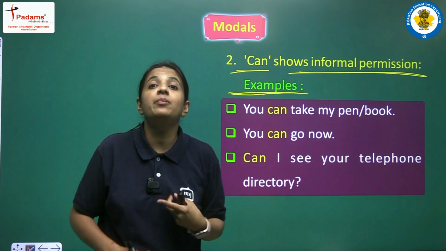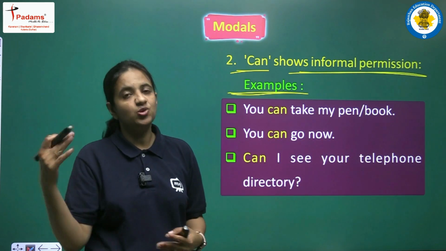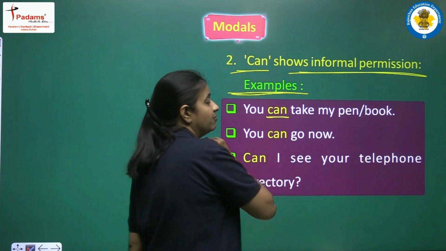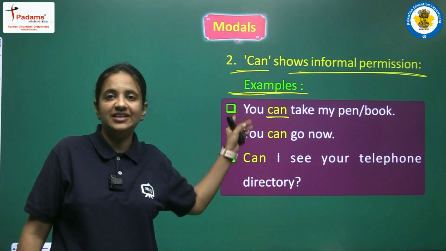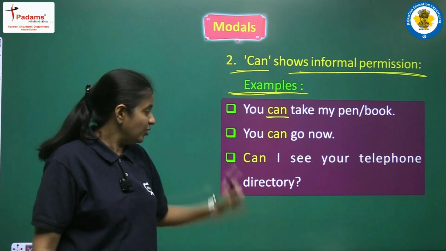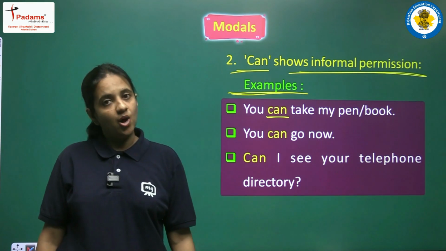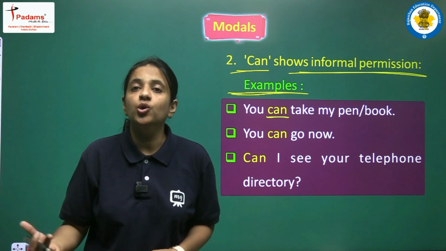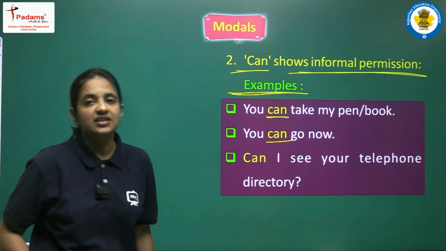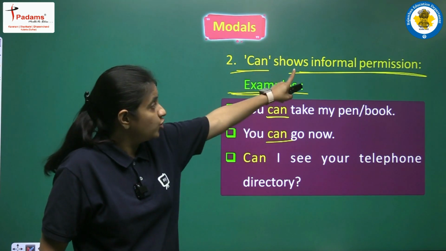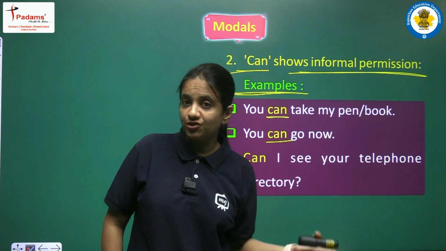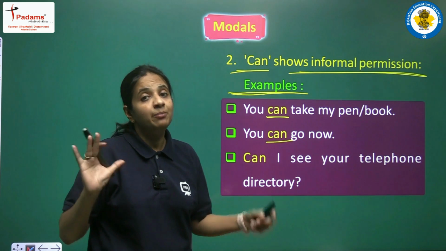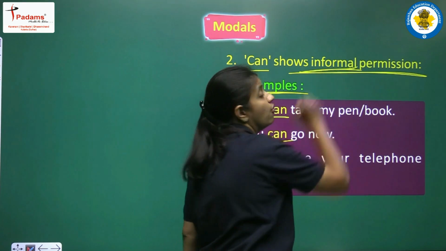So here we are giving the permission to someone that yes, you can use my things, you can use my stuff. For this we are using can in this example. One more example, you can go now. Again, we are giving the permission to someone that right now you can go. So can has this use that we can show informal permission, we can ask for the permission, and we can give the permission with the help of can, but that permission will be informal.